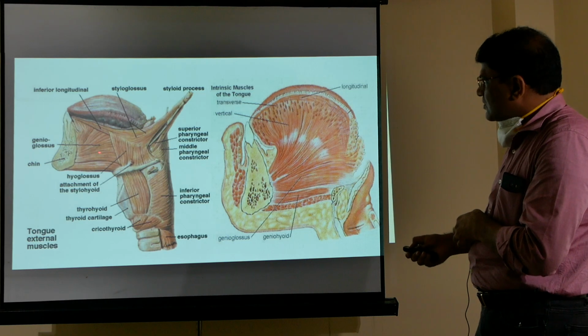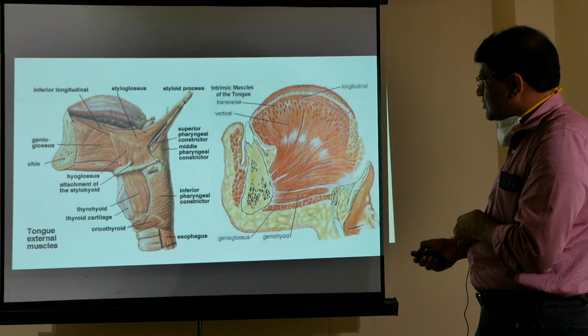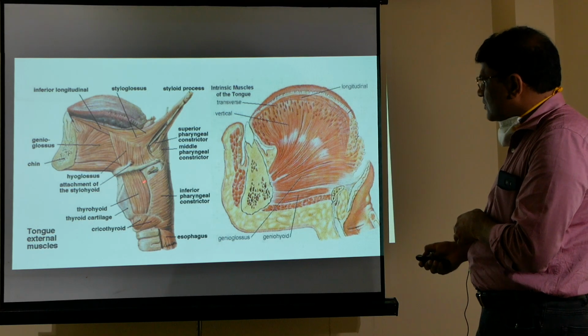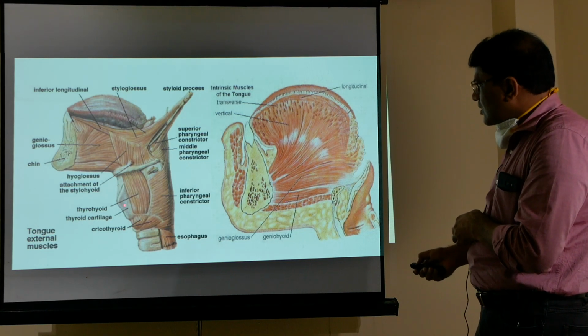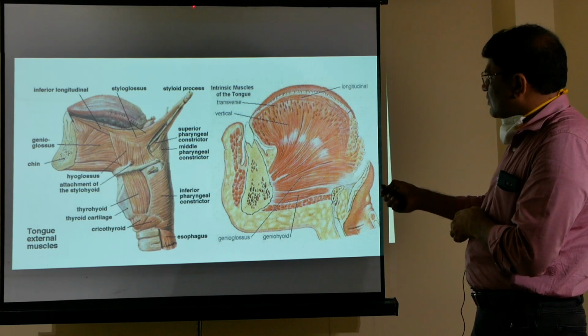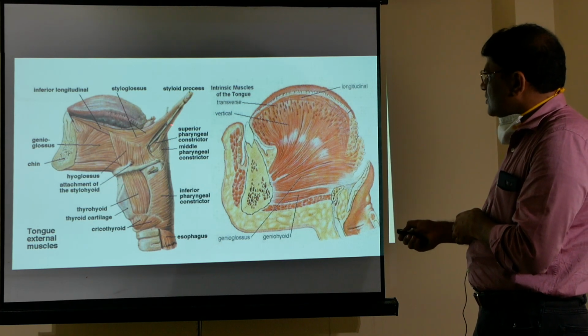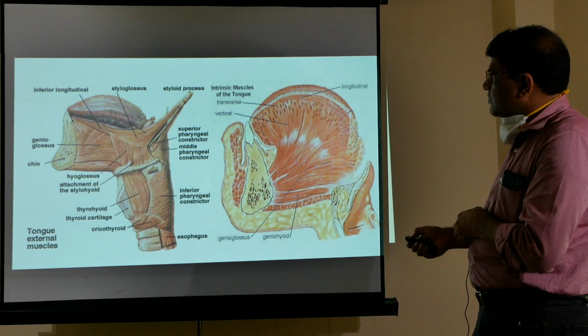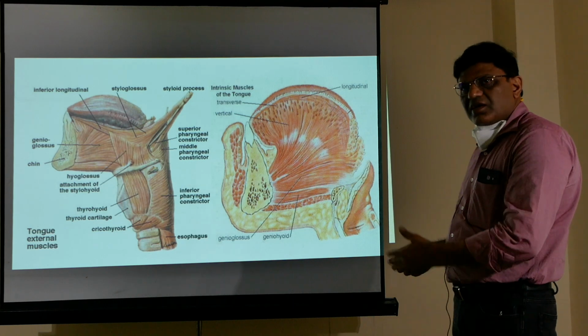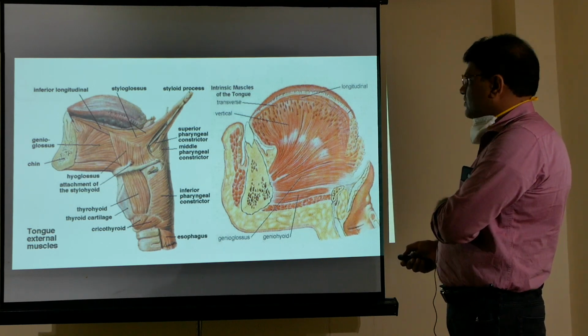These fibers are genioglossus, hyoglossus, and here is the attachment of the stylohyoid. This is the hyoid and this is the thyroid cartilage. This is the cricothyroid. If we come from this side: styloid process, superior pharyngeal constrictor, middle pharyngeal constrictor and inferior pharyngeal constrictor, and lastly the start of the esophagus from here.